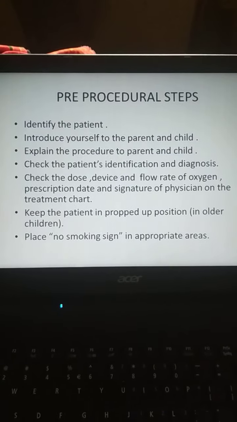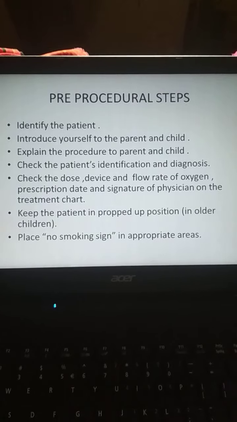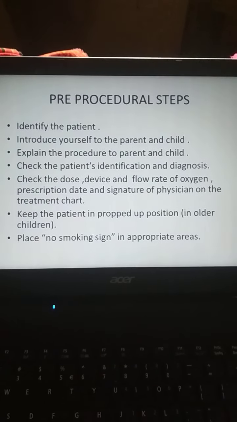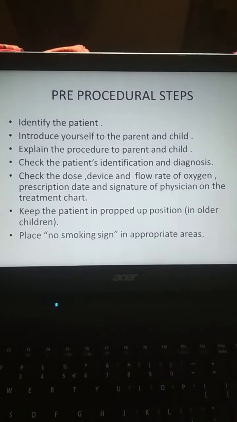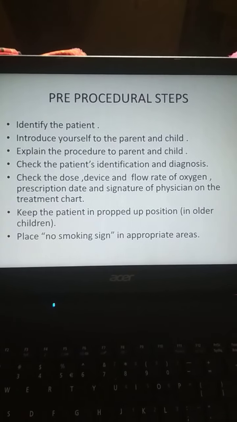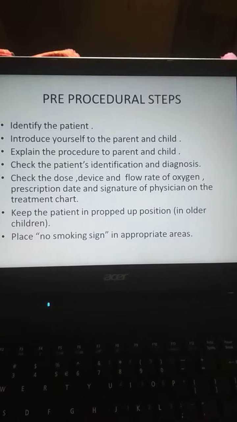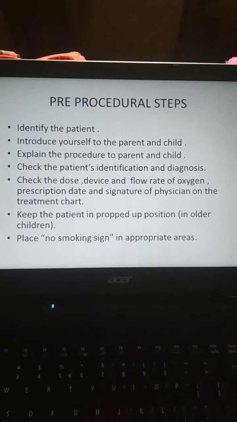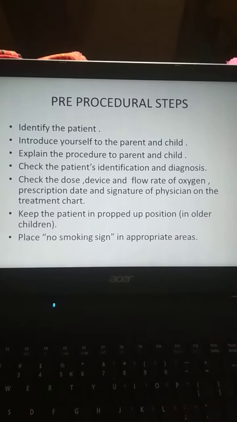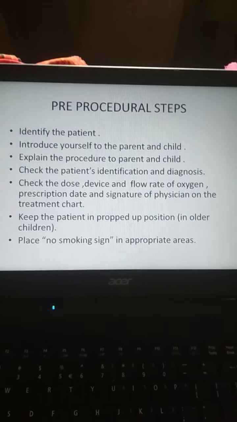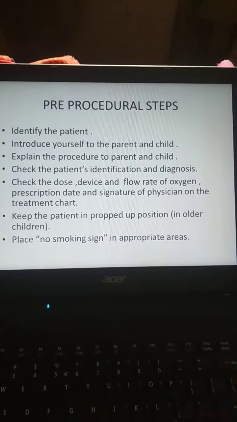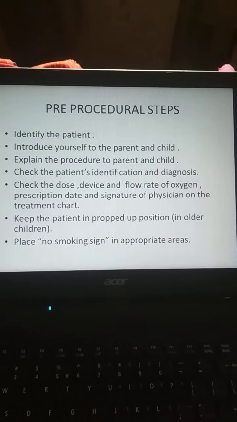Then pre-procedural steps. Identify the patient, introduce yourself to the patient and child, explain the procedure to parent and child, check the patient's identification data and diagnosis, check the dose, device and flow rate of oxygen, prescription date and signature of physician on the treatment chart. Keep the patient in a propped up position in older children. Place no smoking sign of appropriate size.